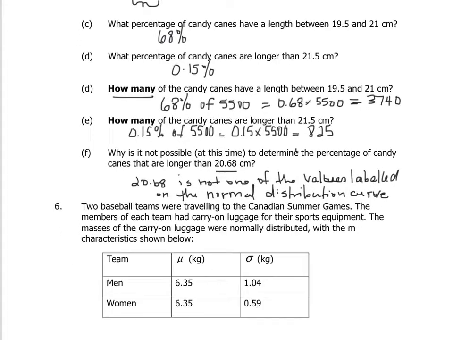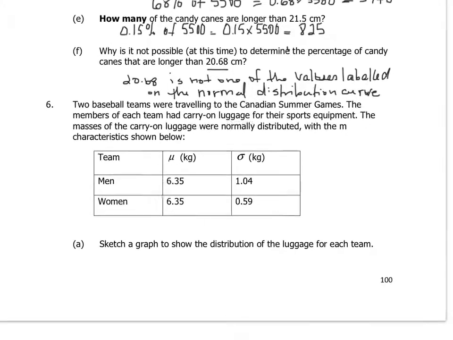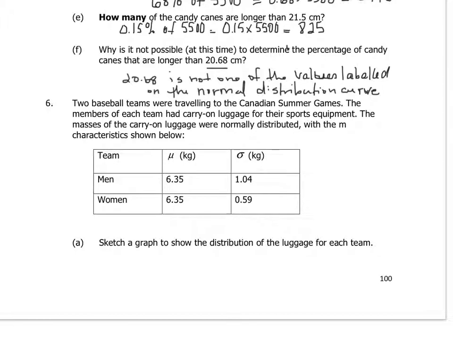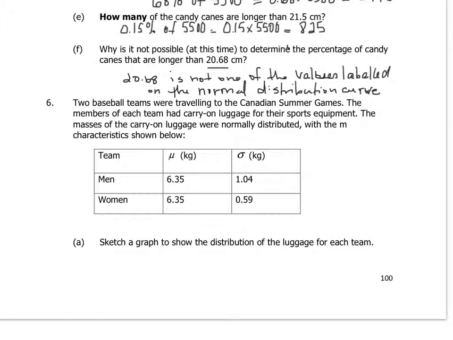Okay, the next question. Two baseball teams were traveling to Canadian summer games. The members of each team had carry-on luggage for their sports equipment. The masses of the carry-on luggage were normally distributed with the characteristics shown below. So this little symbol here means mean, and this symbol here is standard deviation. For the men, there was a mean of 6.35 kilograms with a standard deviation of 1.04, and for the women there was a mean of 6.35 kilograms with a standard deviation of 0.59.